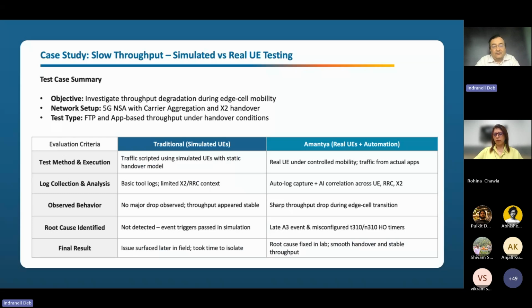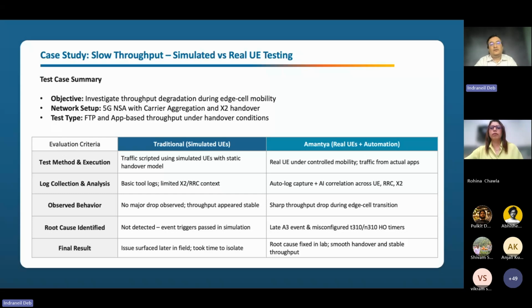The other case was around slow throughput. This was also a handover case, because we figured that most of the typical tricky scenarios that happen in real world situations deal with handovers. So we were investigating throughput degradation during handovers. We had an NSA setup here with carrier aggregation and an X2 handover.